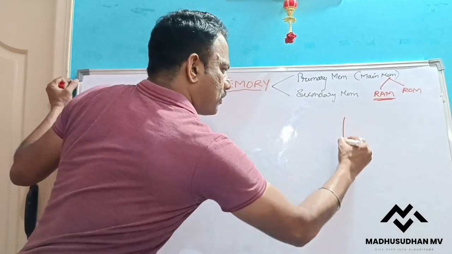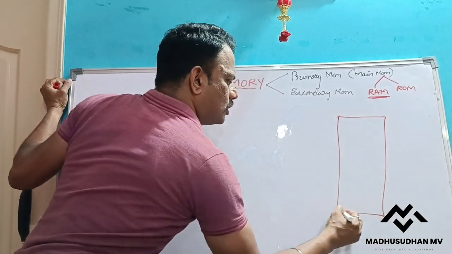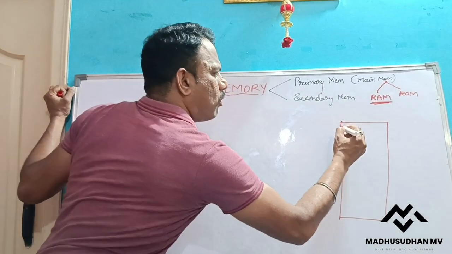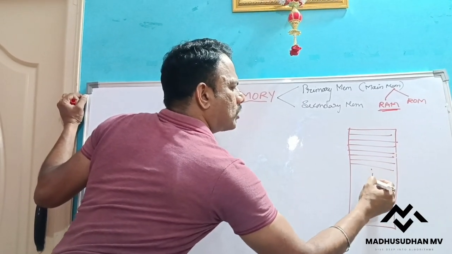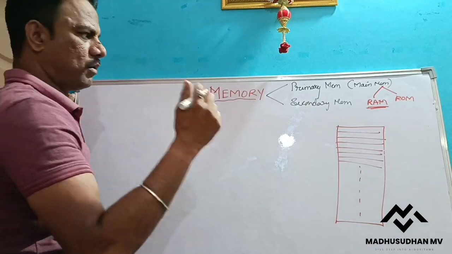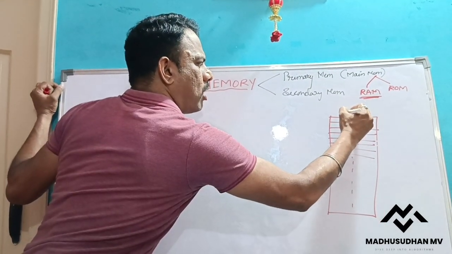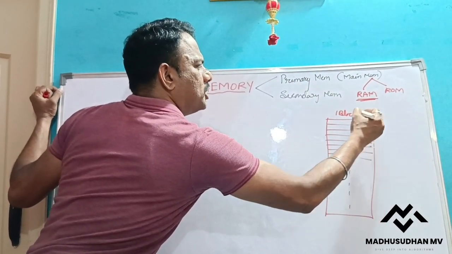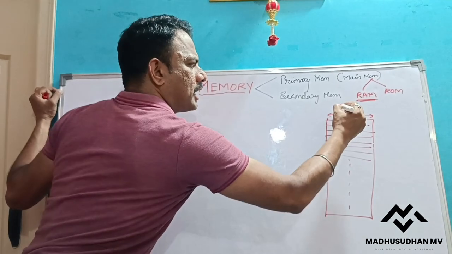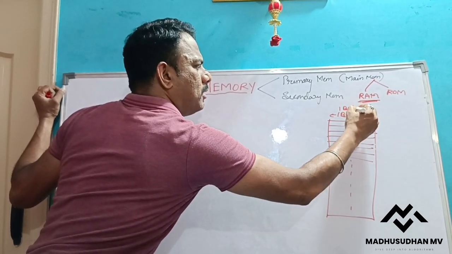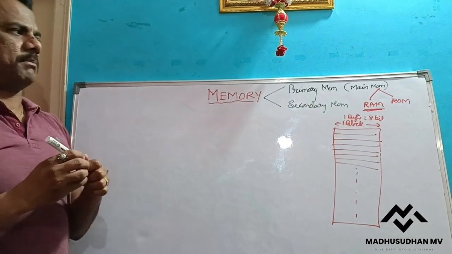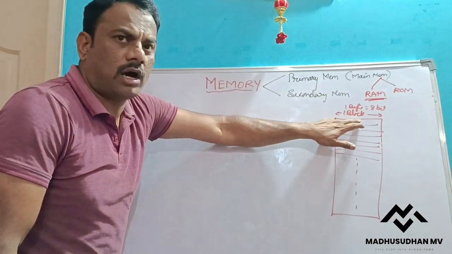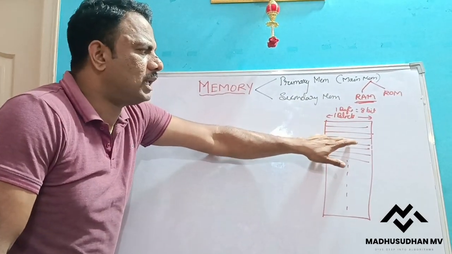Suppose my memory is like this. Our memory is always divided into blocks. In one block I can store 1 byte. So this is one block, or I can say one location. In one location I can store 1 byte. 1 byte means 8 bits, a group of 8 bits is equal to 1 byte. So in one block or one location I can store only 1 byte.